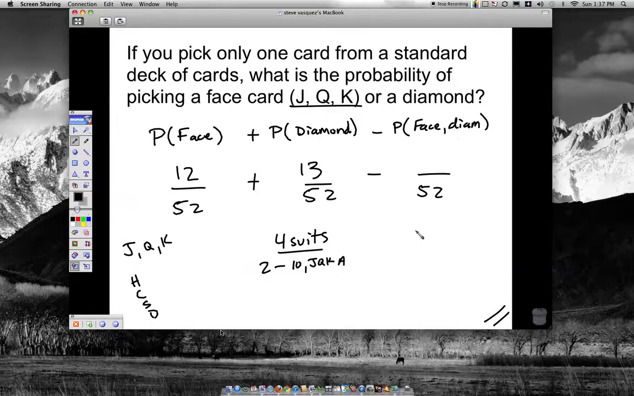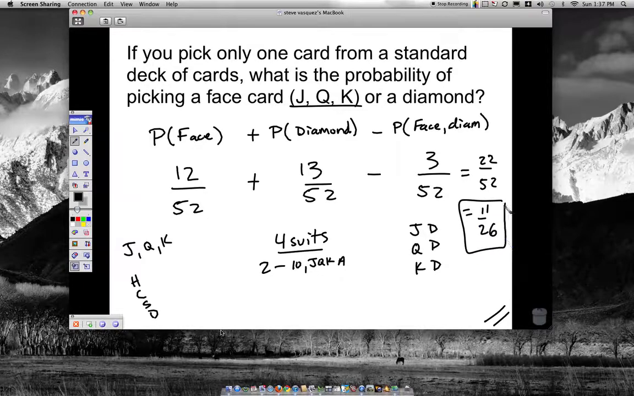So in diamonds, I have the Jack of Diamonds, the Queen of Diamonds, and the King of Diamonds. So that's subtracting away 3. So I have 12 plus 13 is 25. 25 take away 3 is going to give me 22 out of the 52 cards. If I reduce that, I get 11 out of 26 is my final answer for inclusive events, events that happen at the same exact time.